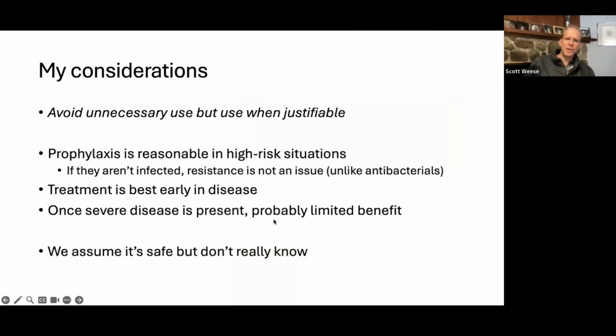So from my standpoint, it's use as little as possible, but use enough, which is one of my mantras for antibiotics, and that applies for antivirals. So don't use them unnecessarily, but when it's justifiable, it's justifiable. So prophylaxis is reasonable in high risk situations because of the reasons I said before. Treatment is best early in disease. So early recognition and early testing are important. And if we have a single case in a shelter, we want to pay really close attention to everyone else for isolation purposes and for treatment purposes.